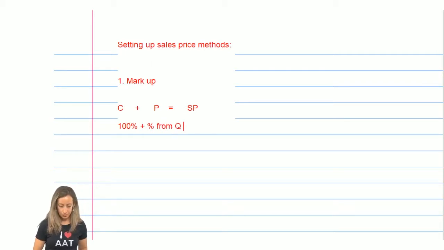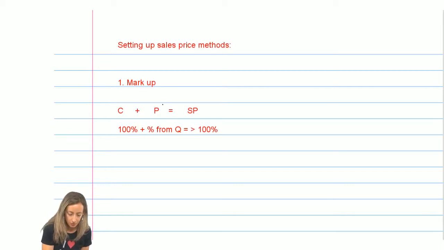Okay, and that of course means that the selling price will always be, in terms of percentages, something more than 100%. So that would be greater than 100%. And the thing that is very important for this pricing method is that when we say that the profit is a percentage from the question, that means this percentage is a percentage of the cost.